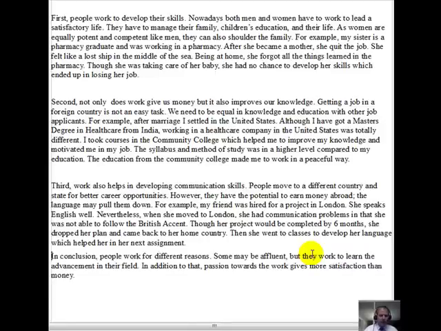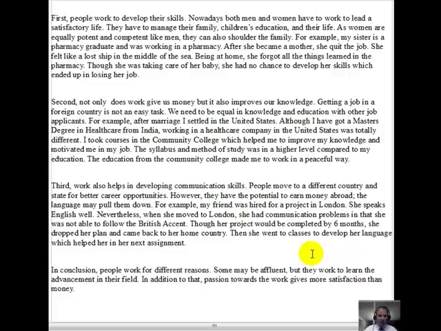Now this is better than the other ones, I think. I think you're doing a little bit better in connecting your ideas here. So in conclusion, people work for different reasons. Some may be affluent, but they work to learn the advancement in the field. In addition to that, passion towards the work gives more satisfaction than money. Okay.